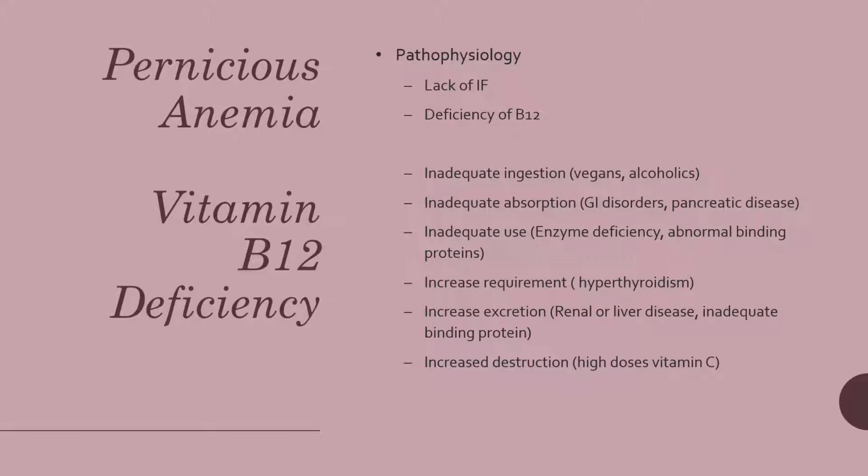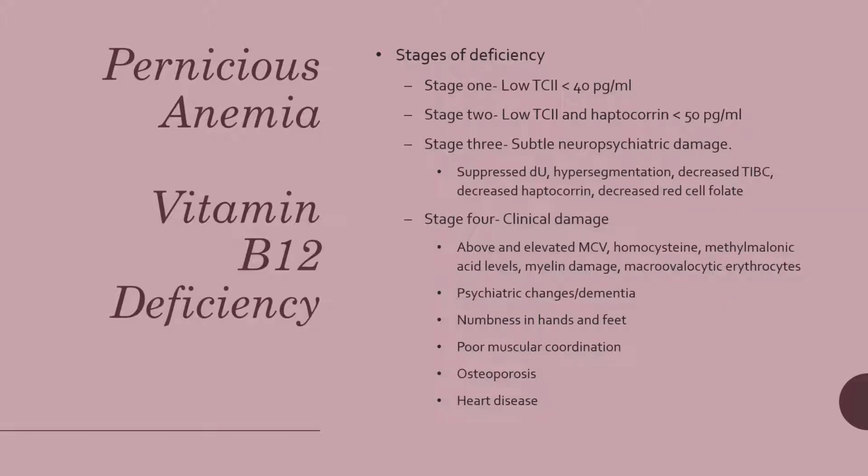Do we have an increased requirement for B12? That especially may happen in hyperthyroidism, and there again, we'll ultimately look for a way to correct the hyperthyroidism. Do we have increased excretion, which may happen in renal or liver disease, or do we have an increased destruction of vitamin B12, which may happen when someone is inadvertently taking some high doses of vitamin C?